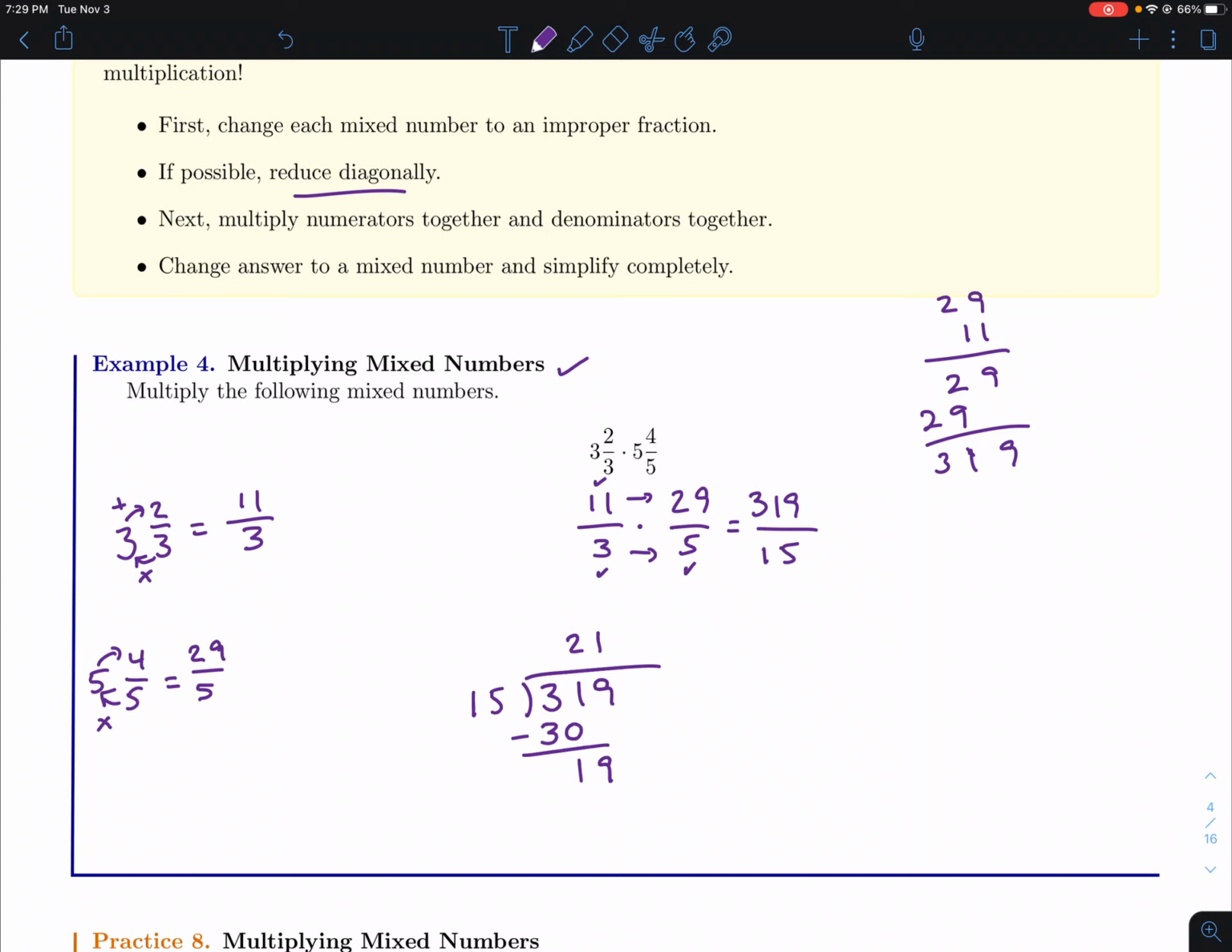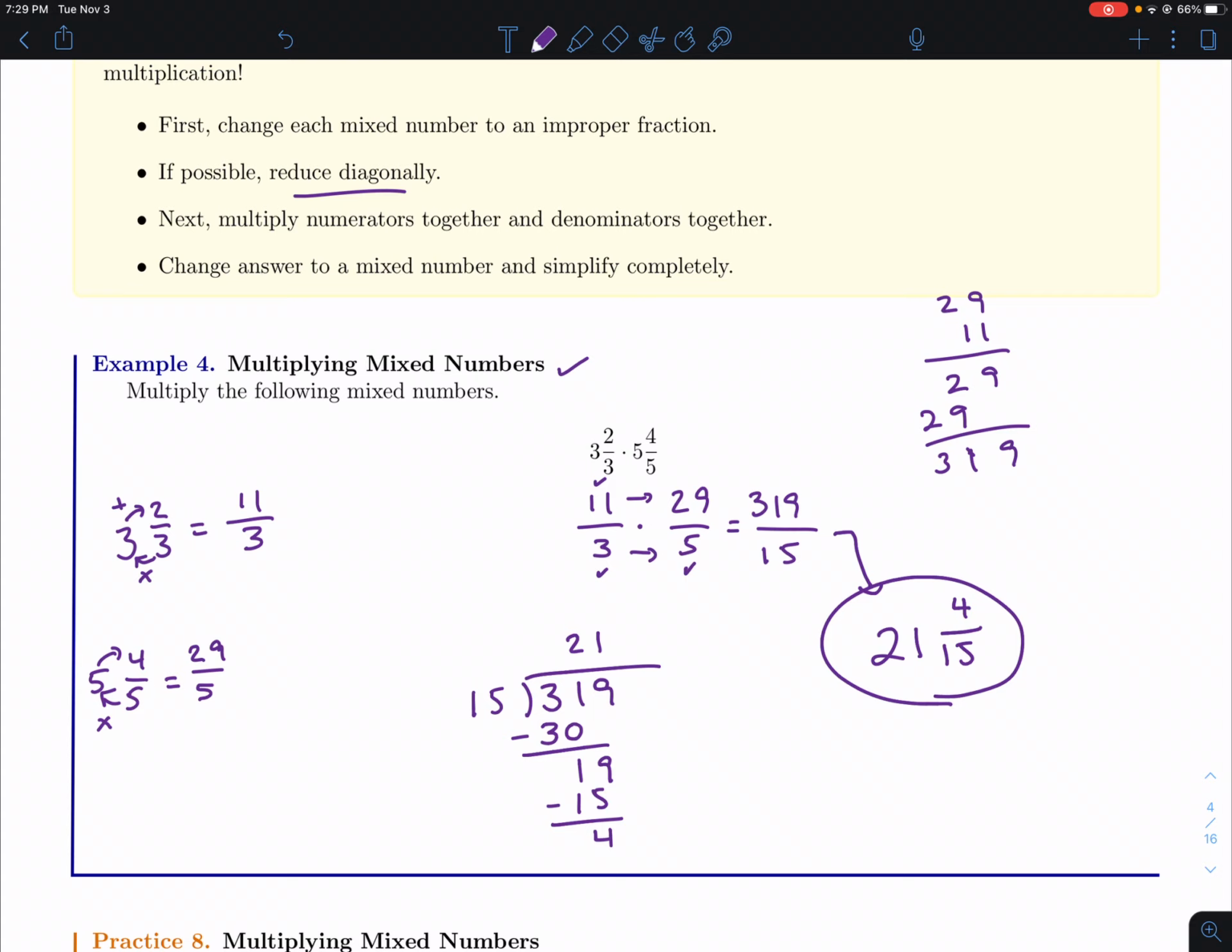15 goes into 19 one time with a 4 remainder. So it looks like in this case, our final answer will be 21 and 4/15. So again, just be careful, make sure you do a good job switching it from a mixed number into an improper fraction.